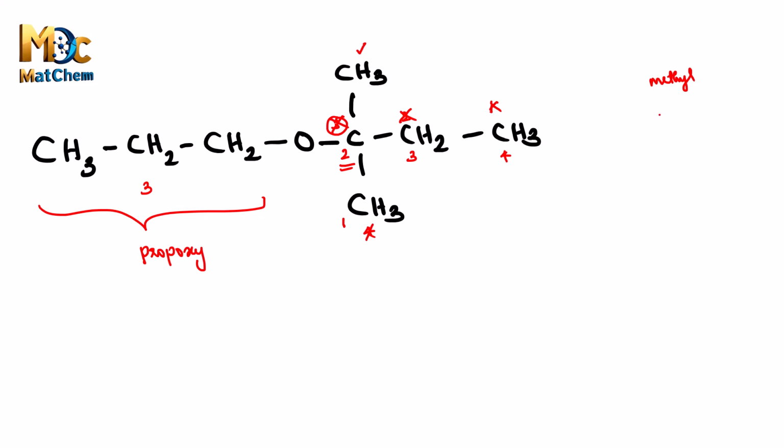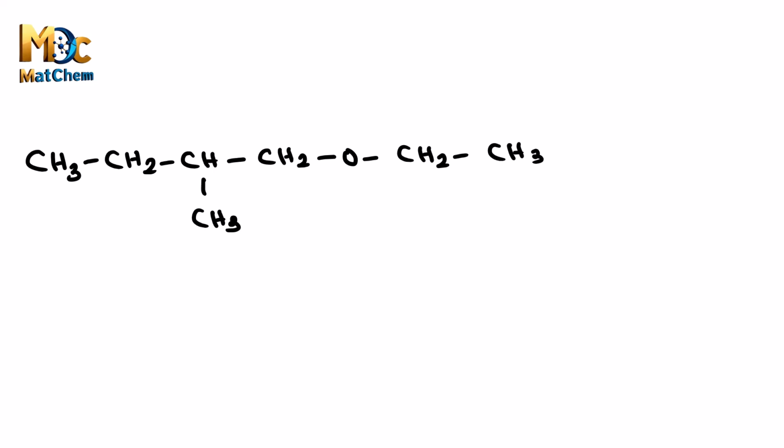So we have methyl as well as propoxy. When you take alphabetical order, M comes before P. So this can be named 2-methyl. In the second carbon, we have the propoxy group, 2-propoxy. In the main chain, we have 4 carbons, butane. Done.